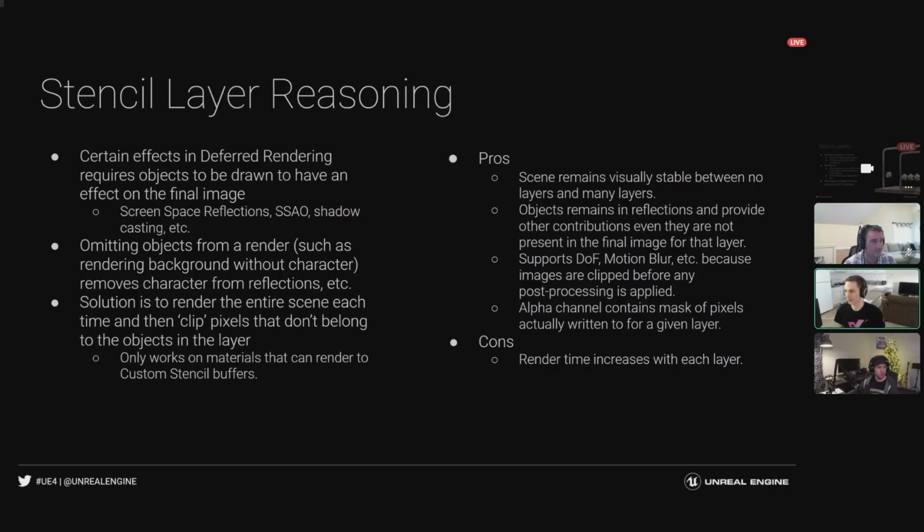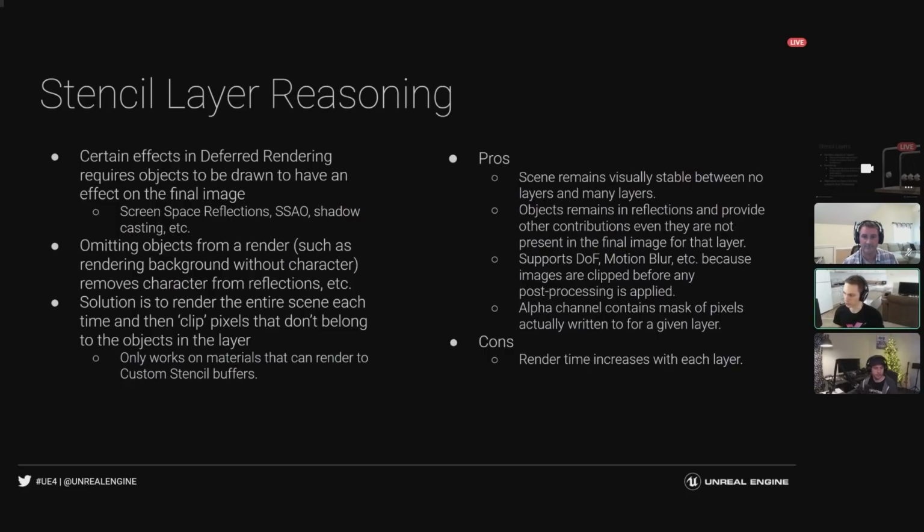The pros to this method are that your scene is going to remain visually stable between no layers and many layers. That just means that if you put the character on a layer, it's still going to show up in the reflections for everything around, versus if you hadn't put the character in the layer. Again, objects remain in reflections and provide other contributions, like casting shadows, even if they're not present in the final image for that layer.